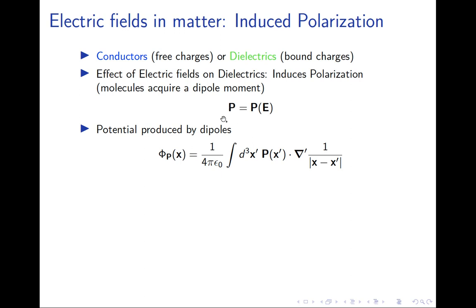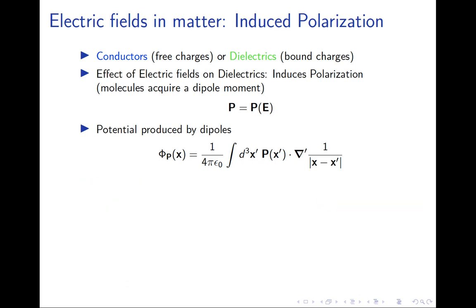Now the potential produced by this chunk of dielectric is given by this formula. The potential for a single dipole is the dipole moment dotted with the gradient of one over the distance, where x prime is the location of the dipole, and then we sum over the entire medium, because the entire medium has dipole moment. At all locations you have a dipole sitting there, so we have integrated over all the matter.